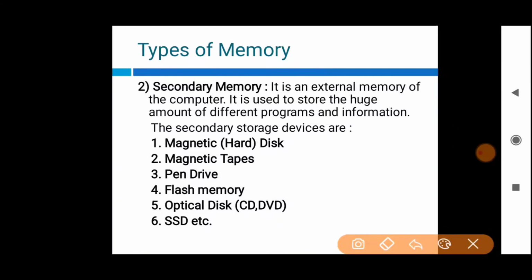The first type of memory was the primary memory. The second type is the secondary memory. Now this is the external memory to the computer. You will not find this memory on your motherboard. It is external to it. The advantage or use of this secondary memory is that it is used to hold a huge amount of different programs and information.